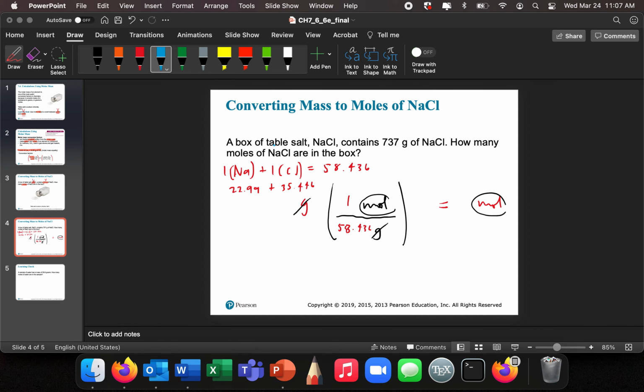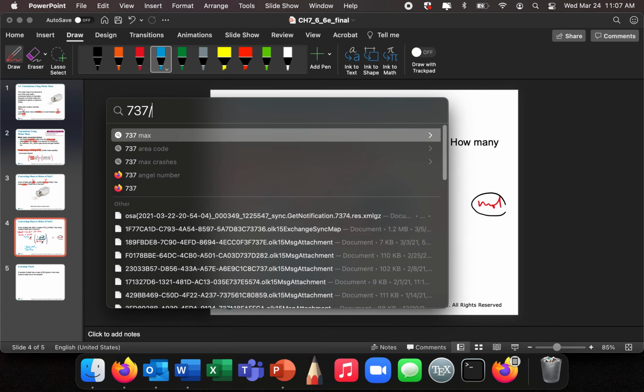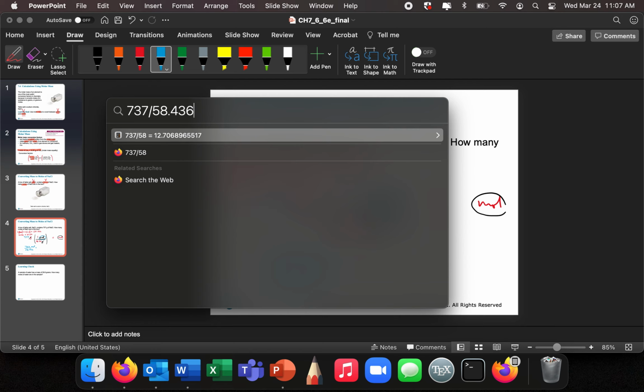And we were given 737 grams of it. So the answer is going to be 737 divided by 58.436, and moles was what was left. So how many moles is that? 737 divided by 58.436 comes out to be 12.612.